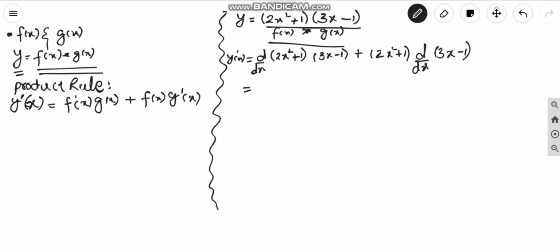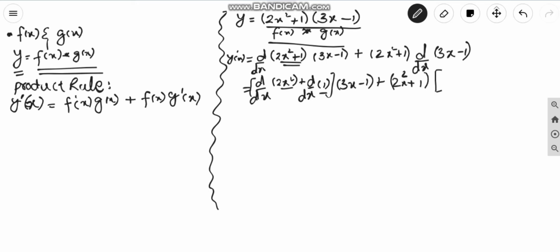Now the first function is in the form of a sum of two functions. So apply the rule. Take the separate derivative of each function. We have taken the separate derivative of each function, and the second function will remain as it is, plus 2x square plus 1 will remain as it is, and now this is the difference of two functions. Now take the separate derivative of each function. Derivative of 3x minus derivative of the constant function 1.